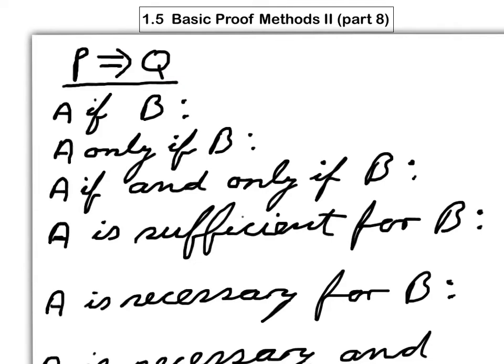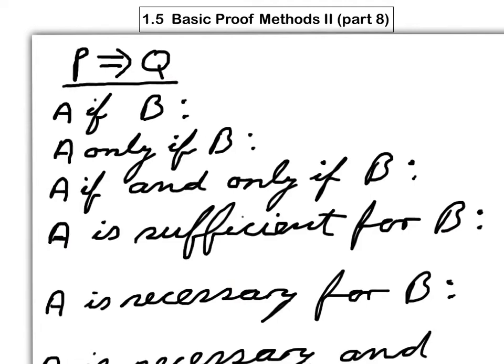Now there are a number of other ways of expressing the same kind of thing, and I wanted to write them down and have a look at them. So I've written things like, A if B, A only if B, A is sufficient for B, A is necessary for B, a whole bunch of things like that. I claim each of those is either A implies B or B implies A. So I want you to figure out which.